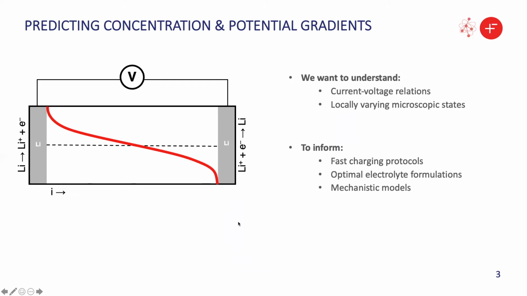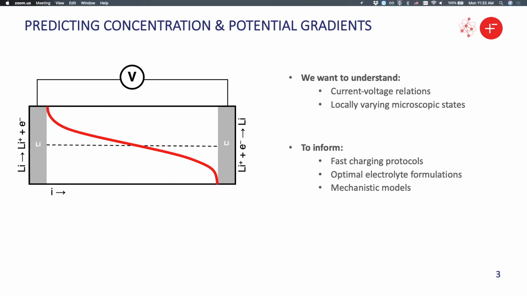When it comes to modeling electrolyte behavior, we want to understand current and voltage relations: if we apply a certain voltage or current, what is the response of the other property? We also want to know locally varying microscopic states, or the composition of each species in solution across the entire domain. If we know this information, we can use it to inform things like fast charging protocols by navigating limitations such as ion depletion near the anode or voltage cutoffs, and we can also optimize specific electrolyte formulations for specific applications.